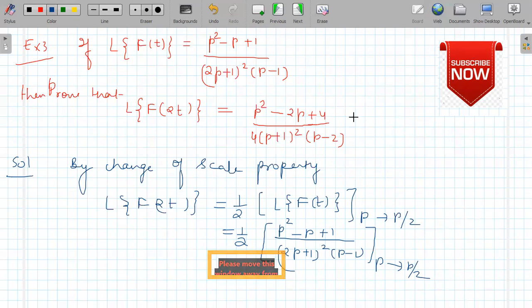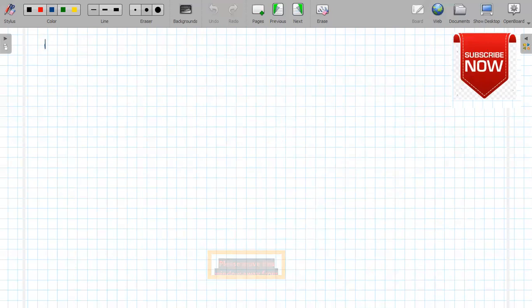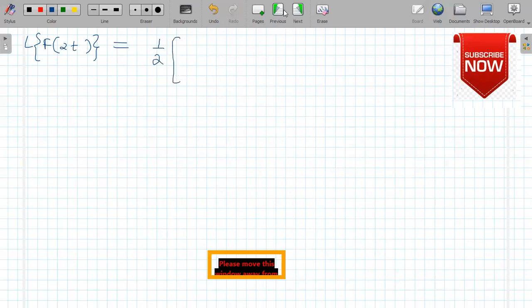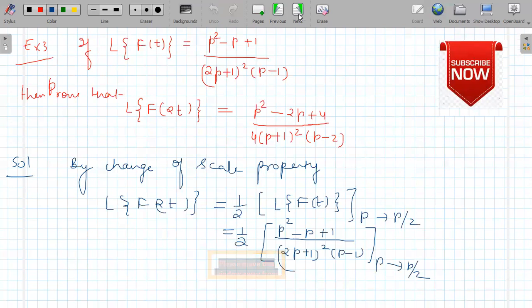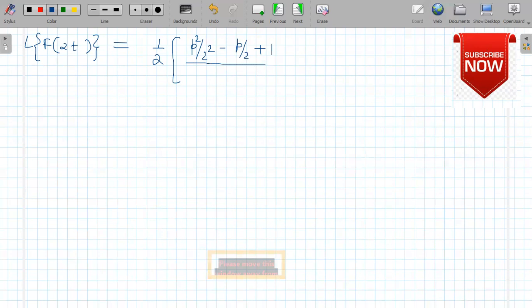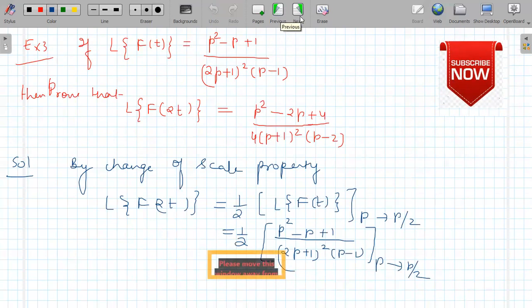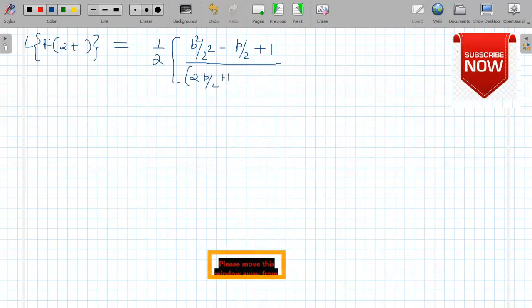Let me write, Laplace of f of 2t is equal to 1 upon 2 into p upon 2 whole square, that is p square upon 2 square, minus p upon 2 plus 1, whole divided by 2 into p upon 2 plus 1 whole square into p upon 2 minus 1. Just simplify this expression.